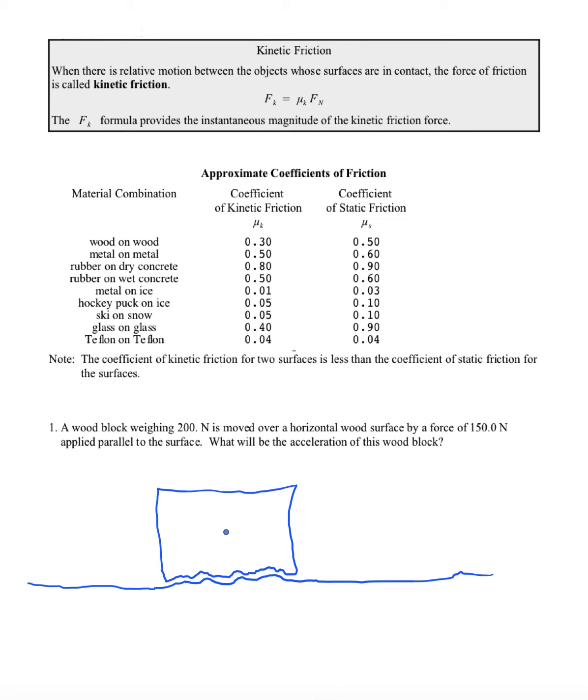But now let's draw a free body diagram for our block on a macroscopic level. It's going to have a weight, and there will be a normal force. The weight, we already know, is 200 newtons. So we know the normal force is going to be 200 newtons as well. There's going to be a horizontal push of 150 newtons.